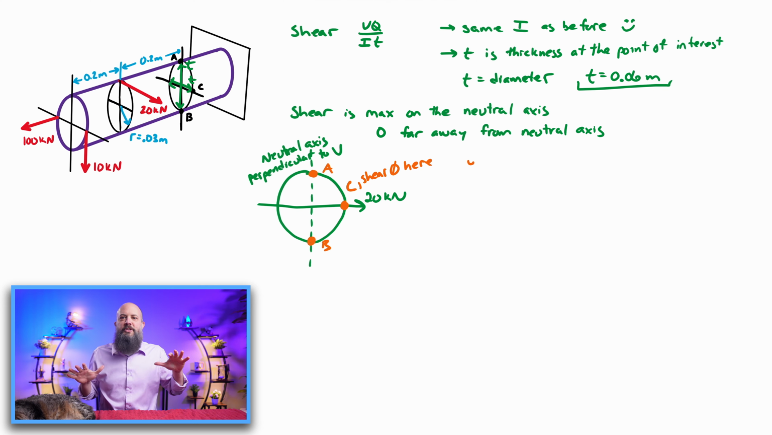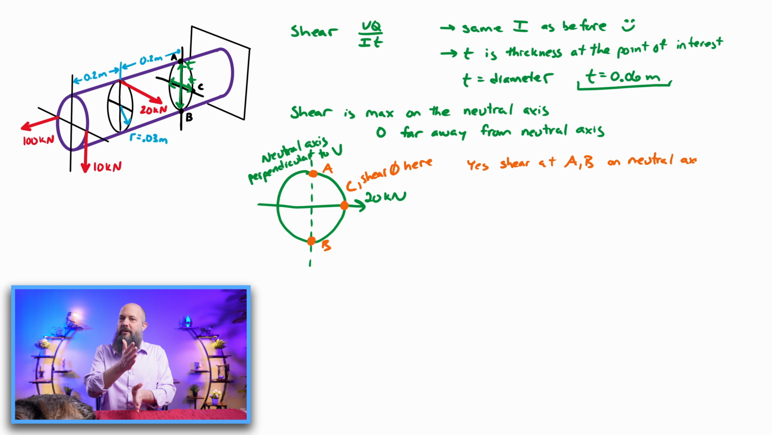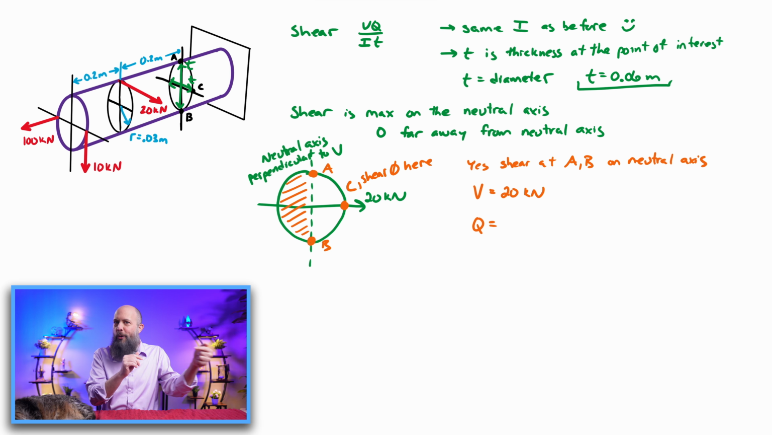And so all this was a way to circle back and say that the thickness is always going to be the diameter for A, B, and C. The thickness at C is the horizontal diameter, 0.06. The thickness for A and B is the vertical diameter, because again, that applies when we have the horizontal force and a vertical neutral axis. And the 100 kilonewton force is just getting ignored here, right? It's causing axial loading. It's not causing sideways shear. So it's not involved, only the 10 and 20.